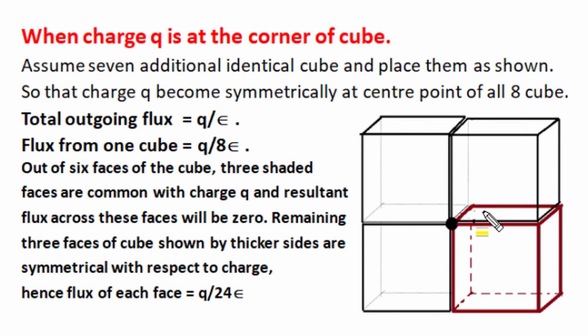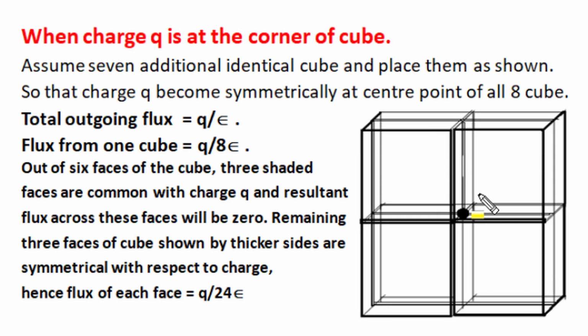When a charge is placed at one of the corners of a cube, as here this q charge is placed at one corner of this brown cube, then even when we consider 4 cubes, this charge is neither inside these 4 cubes nor outside. But if we place 4 more cubes in front of these cubes, then we find that this q charge is just in the middle of these 8 cubes.